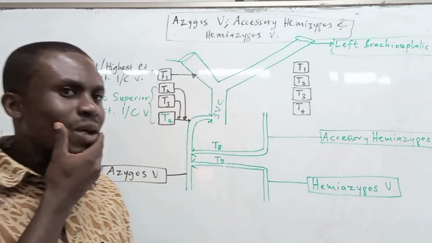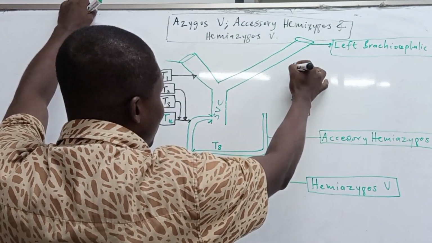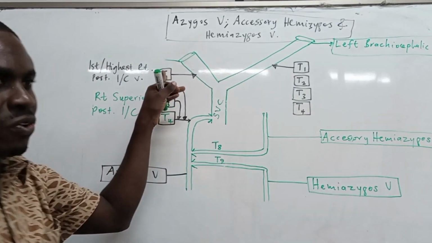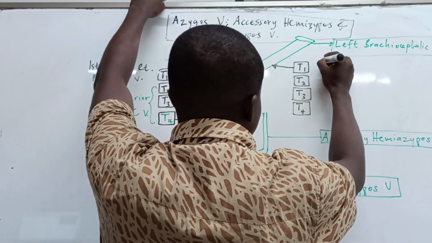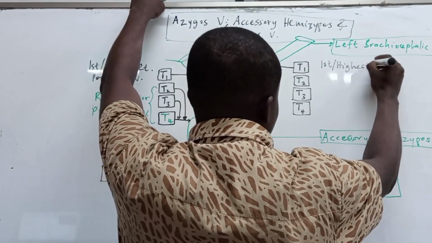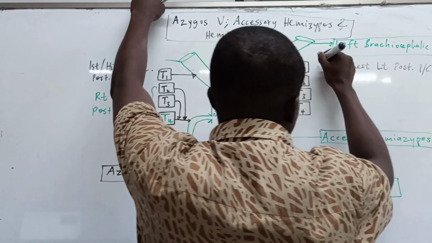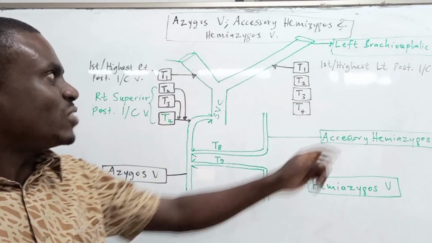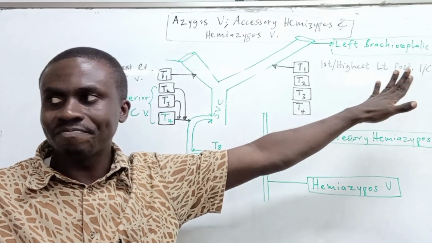Now let's look at something. Yes, just like the right, the left, this one also goes this way, just like we saw from here. So this time around, this guy is our left, or let me call it the first or the highest left posterior intercostal vein. That one is draining directly. So your answer is draining directly into where? The left brachiocephalic vein. And that's your answer.